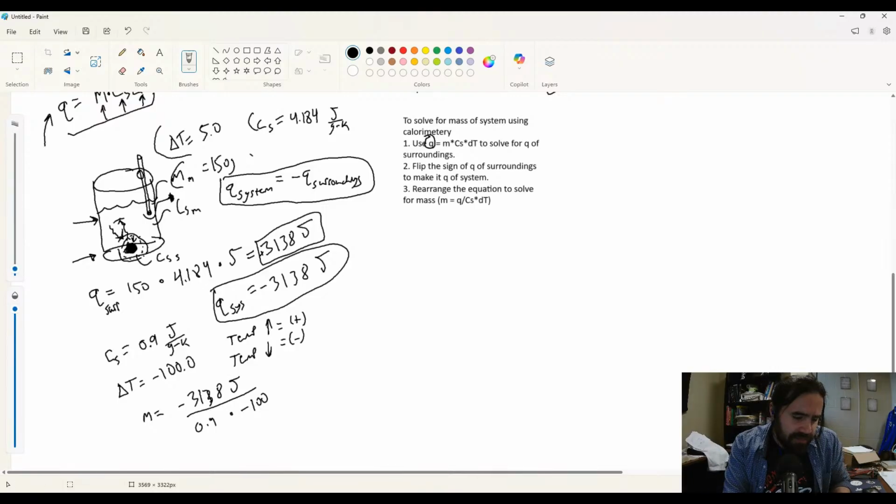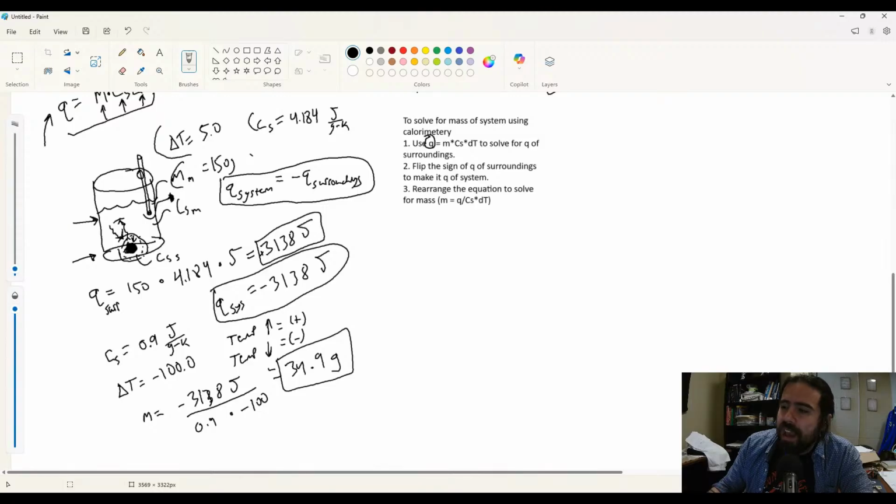So if I do all this, 3138 divided by 0.9 times 100. Cool. Then I should end up with, all things being equal, 34.9 grams. Okay. So that's what calorimetry is.